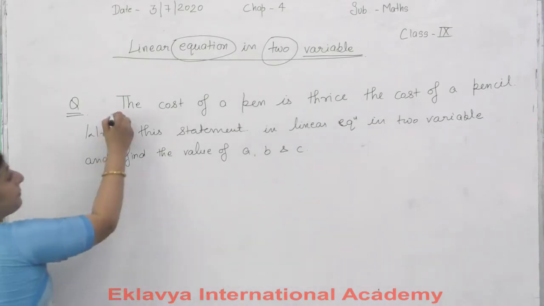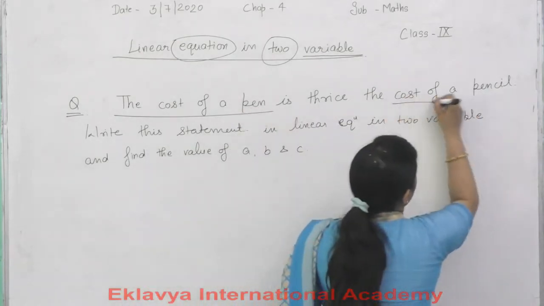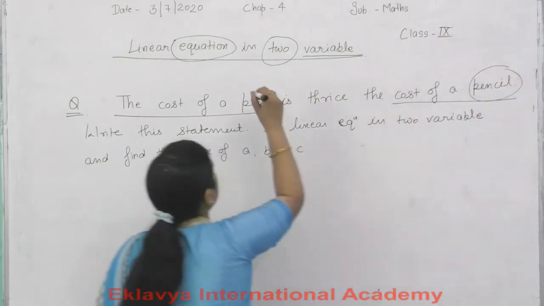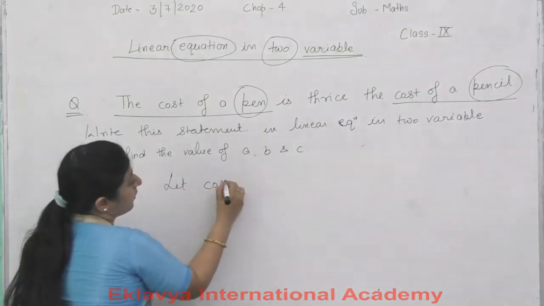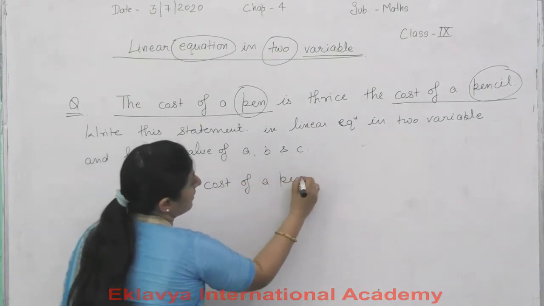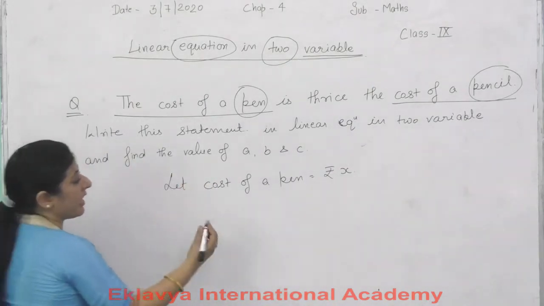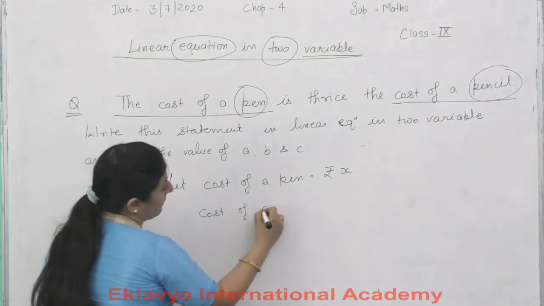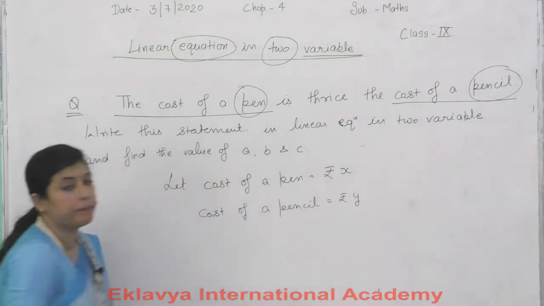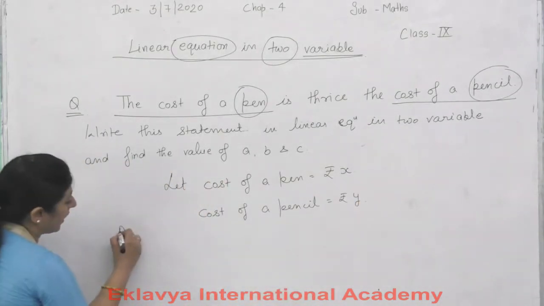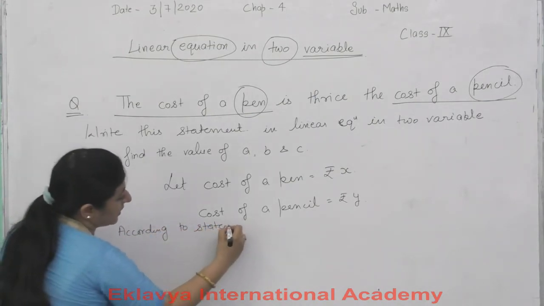The cost of a pen, it means which two variables are here? Cost of a pen and cost of a pencil. So there is one pen and one pencil. So we can write, let the cost of a pen be rupees x. Another variable we have is the pencil. Cost of a pencil is equal to rupees y. Now according to the statement we write the equation.